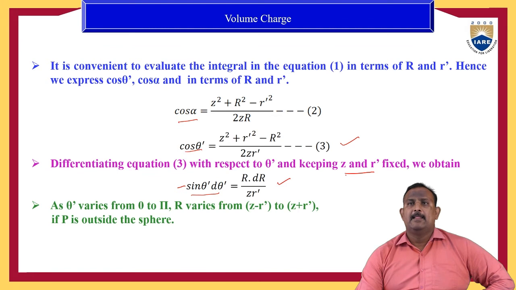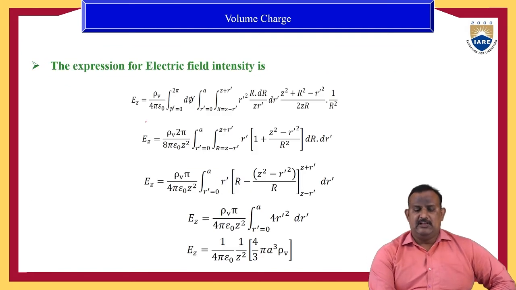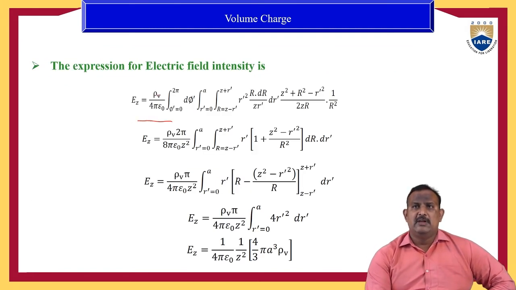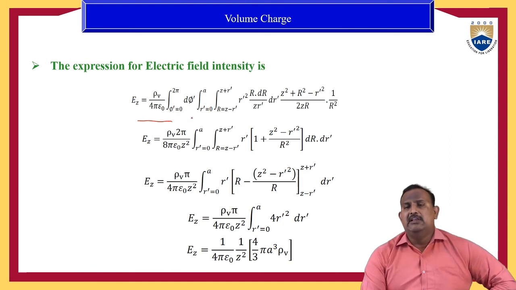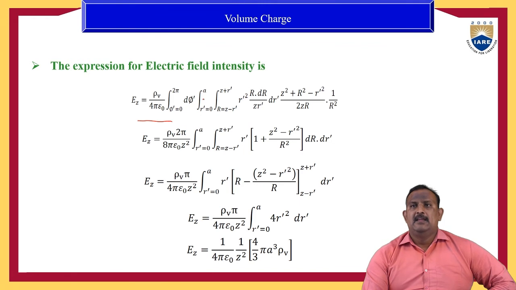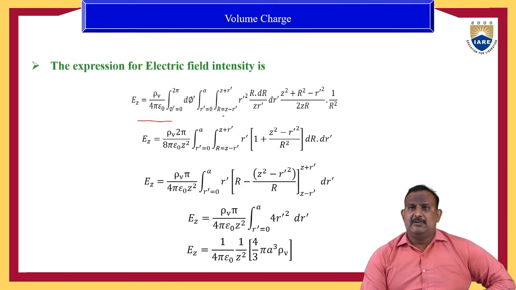Here, therefore, the expression for electric field intensity E is equal to rho v by 4 pi epsilon naught, integral phi equal to 0 to 2 pi. Here it is volumetric limits, so it is a triple integral. We need to apply the r value, theta value and phi value. So integral phi equal to 0 to 2 pi d phi, and integral r' equal to 0 to a, because the radius of the sphere is a, and integral r equal to capital R from z minus r' to z plus r'.